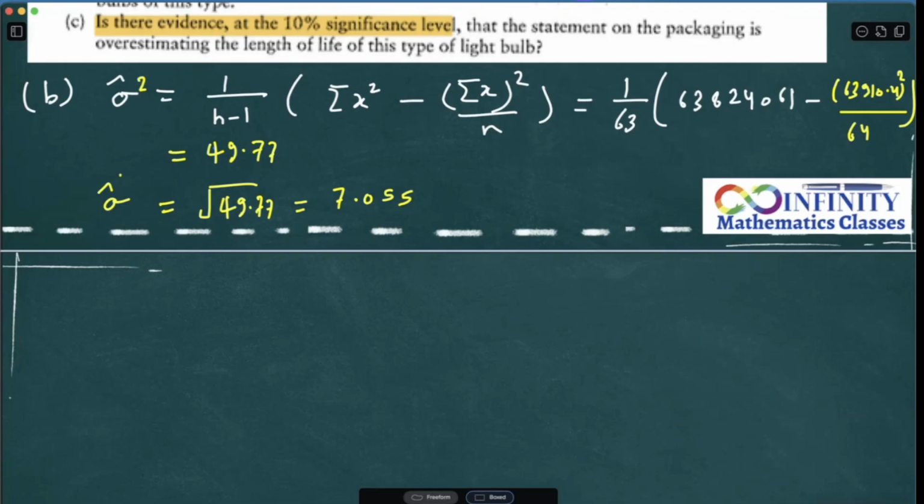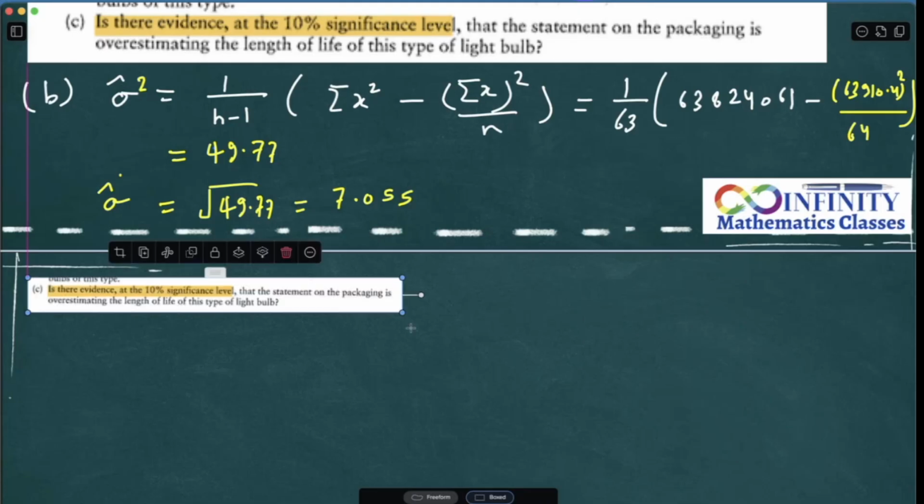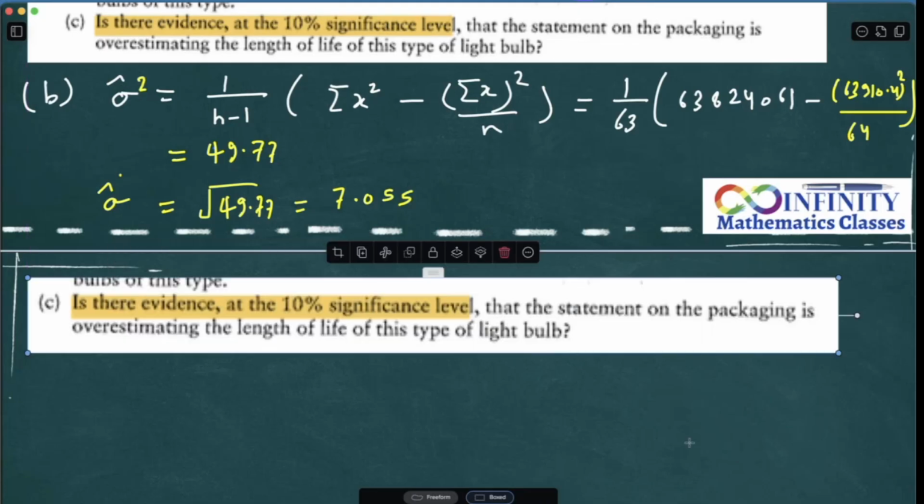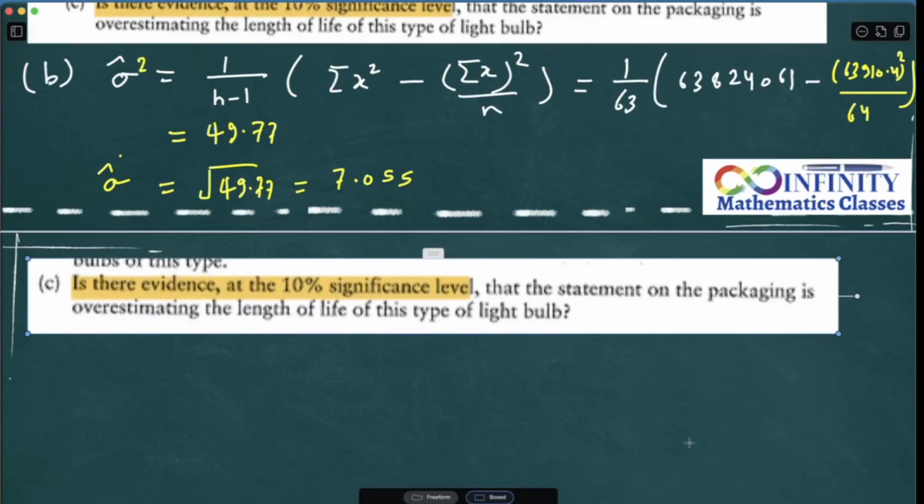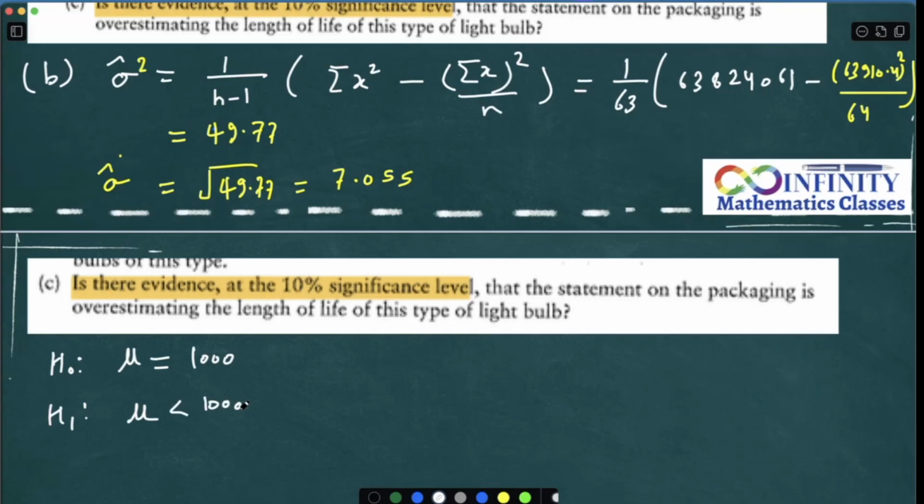C part is based on hypothesis testing. Is there evidence at 10% level of significance, alpha is 10%, that the statement on the packaging is overestimating? Overestimating means the null hypothesis says the average is 1000 hours, and the alternative is that it is less than 1000 hours, then only it is overestimated. Yes or no?